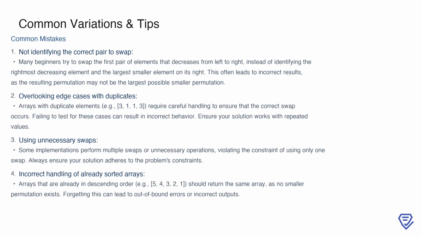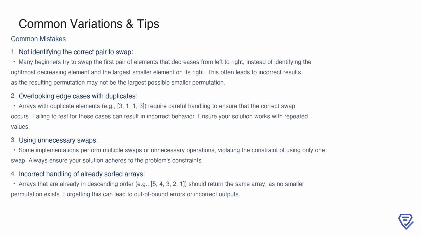Another common pitfall is overlooking edge cases involving duplicate elements. For instance, in an array like 3, 1, 1, 3, failing to carefully handle duplicates might result in swapping the wrong pair, leading to incorrect results. It's also important to avoid unnecessary swaps. Remember, the problem explicitly states that only one swap is allowed. Performing multiple swaps or redundant operations violates this constraint.